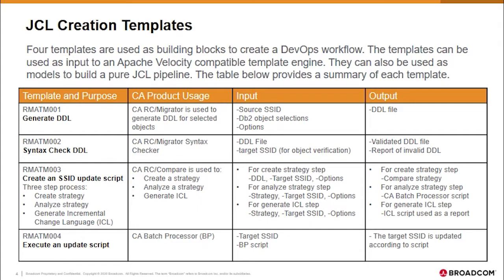The first template is used to generate DDL for selected objects from a source subsystem. The second template is used to validate DDL syntax due to changes that have been made to DDL. The third template is a multi-step process. It creates a compare strategy and analyzes it to produce an update script and an incremental change report. The update script is a batch processor script that performs updates to a subsystem. The ICL report is a terse form of the update script. And finally, the fourth template is used to execute the update script generated by the third template.